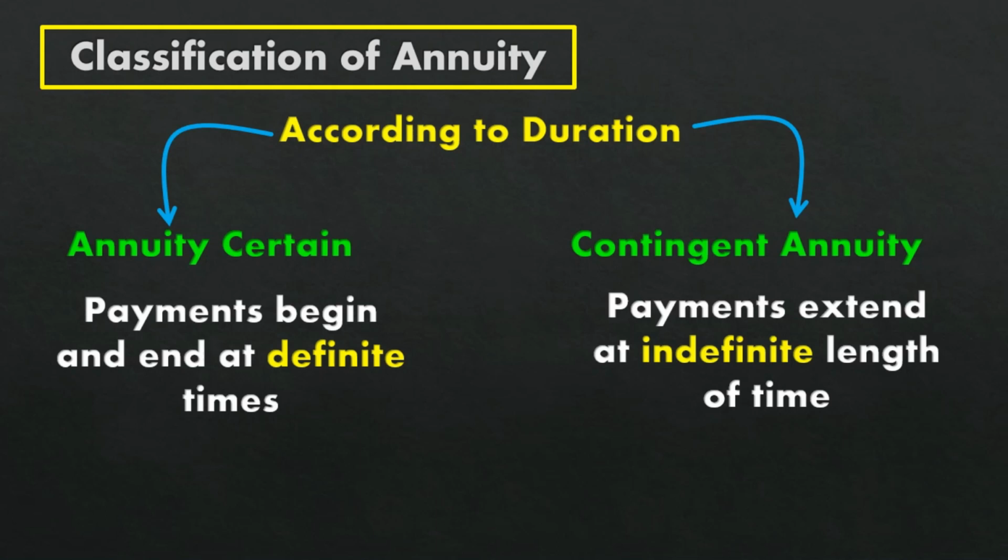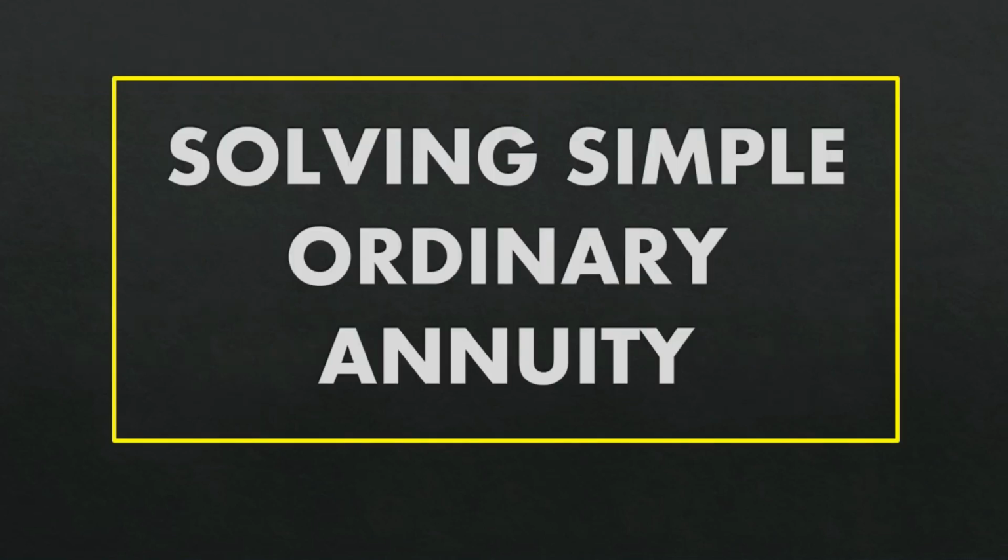And now, move on naman tayo doon sa pagsusolve ng simple ordinary annuity. So let's save the other annuities for other lessons. So today, we will be focusing lang on simple ordinary annuity. Ano nga ba ang simple ordinary annuities? Kung mapapansin niyo, dalawa yung nakalagay na types dyan. Meron siyang simple at meron siyang ordinary. So ibig sabihin, pinagsama lang yung definition ng simple at ordinary annuity.